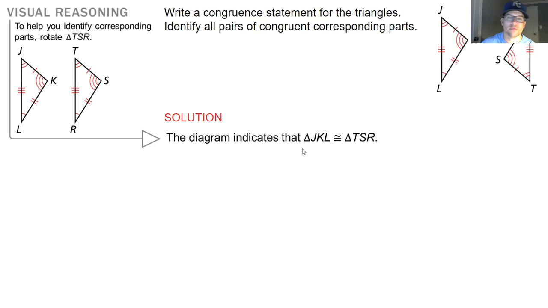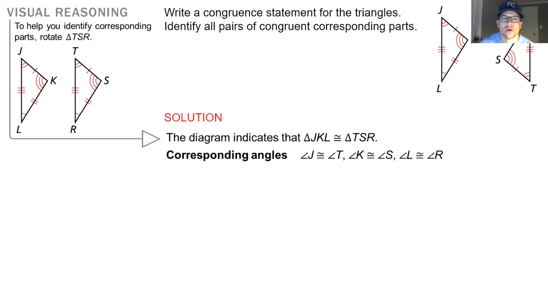You could change the order of the first one. You could say JLK, but then your second one would have to also match and be TRS. So the first order doesn't matter, but your second order has to match your first order. Then as far as the corresponding angles, you're just going to write out which angles have one mark, they're congruent to each other. So the two marks right there, J and T, K and S are the three marks, and L and R are the one marks.